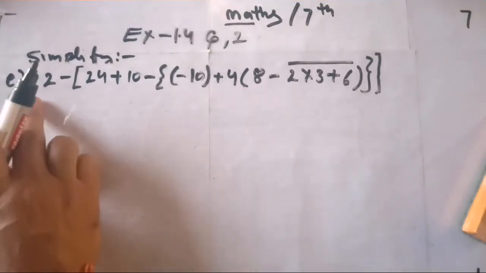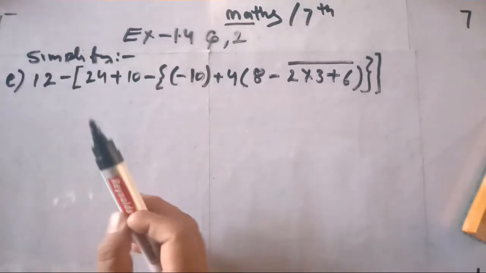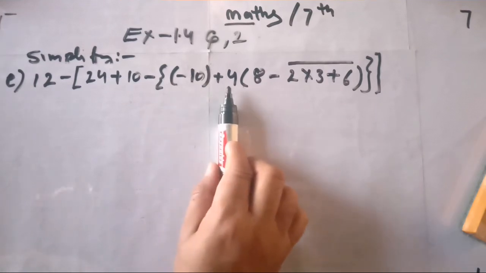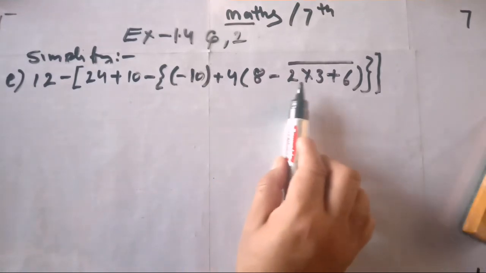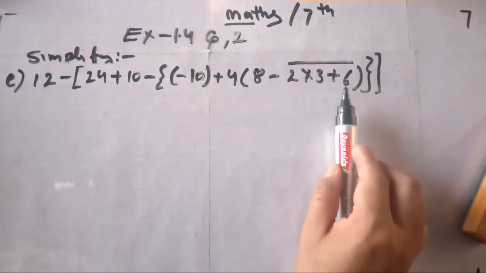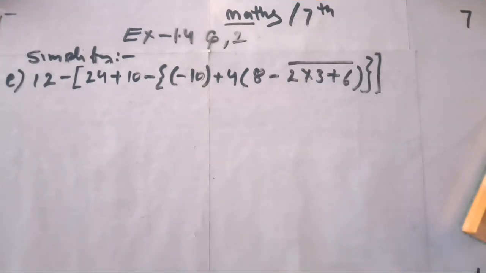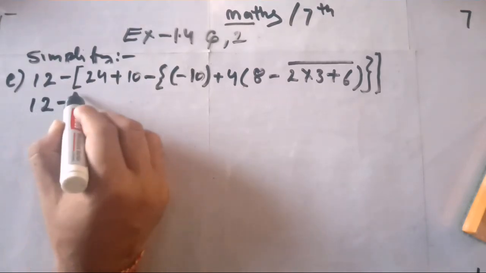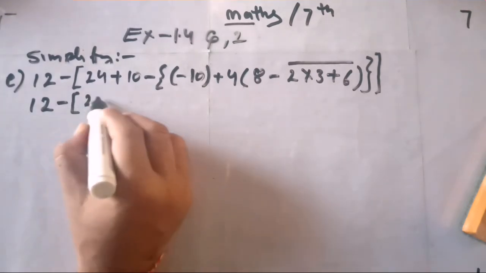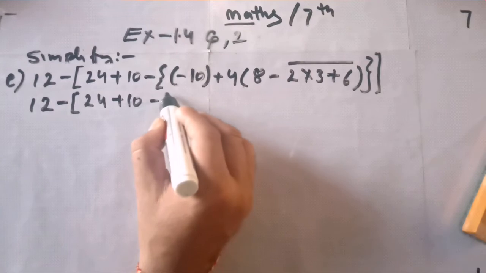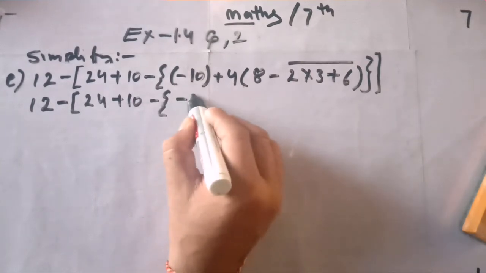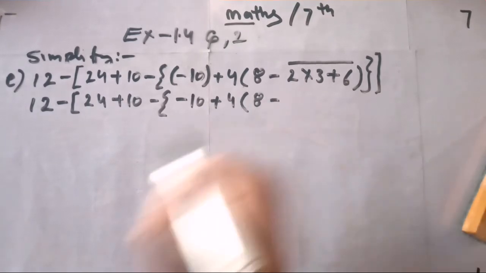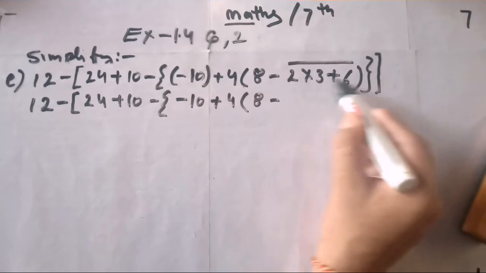Plus 12 minus bracket begin 24 plus 10 minus bracket begin again, bracket begin minus 10 plus 4 bracket begin 8 minus 2 into 3 plus 6 bar bracket close, curly bracket close and square bracket close. Beta, this is a very important part. Again, don't take shortcut. This is 24 plus 10 minus curly bracket, then this is minus 10 plus 4 bracket begin 8 minus. Now you have to solve the bar bracket first.